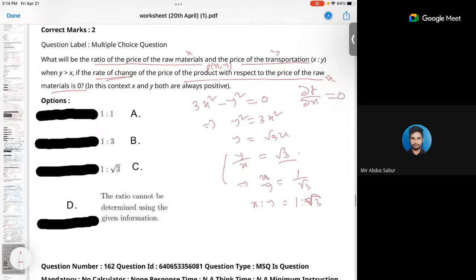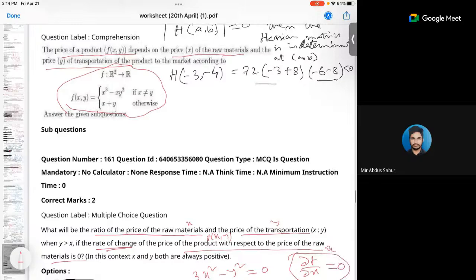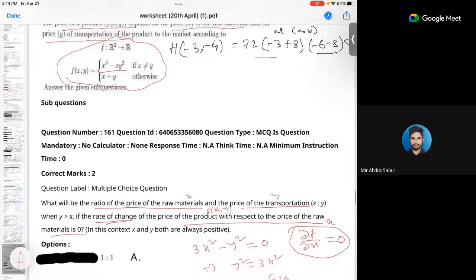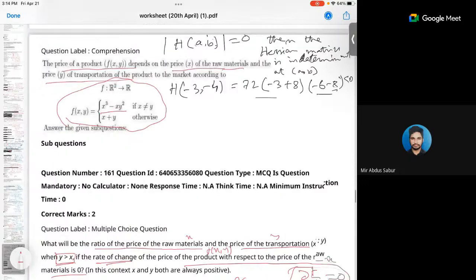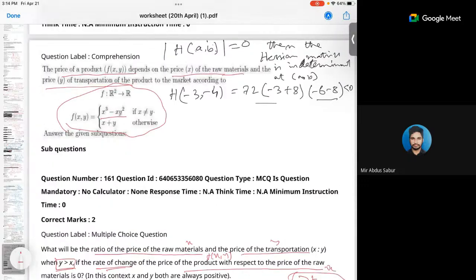df by dx is equal to 0. If df by dx is equal to 0, then you have to find the ratio of x to y. So from this function here, and also y greater than 0. Since y is greater than 0, we have to use this one. Otherwise, in this case, x is equal to y here.